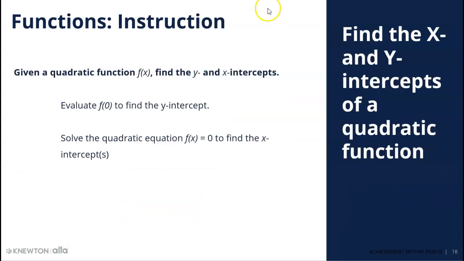And so to summarize, if we are given a quadratic function in terms of f of x, and we want to find the y and the x-intercepts, to find the y-intercept, you just evaluate f at 0. And to find the x-intercept, you solve the quadratic equation f of x equal to 0. That is, set y to 0 when you are to find the x-intercepts, and you set x to 0 if you are to find the y-intercept.